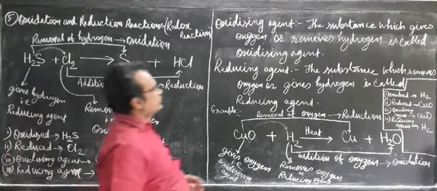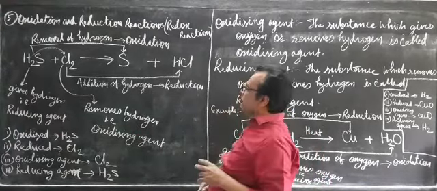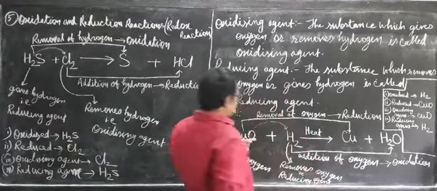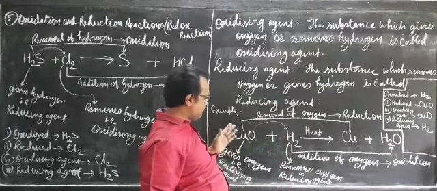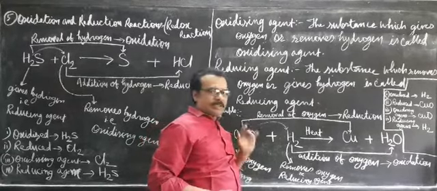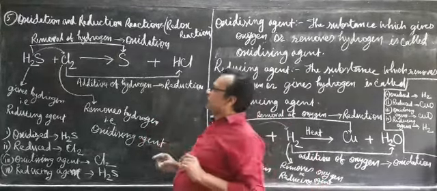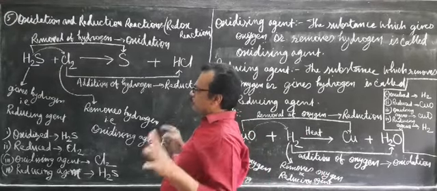Okay, dear students, I'll take another example to explain oxidation and reduction. In the previous example, we explained oxidation, reduction, oxidizing agent, and reducing agent on the basis of oxygen. Now in this example, I'll explain the oxidation and reduction reaction on the basis of hydrogen.